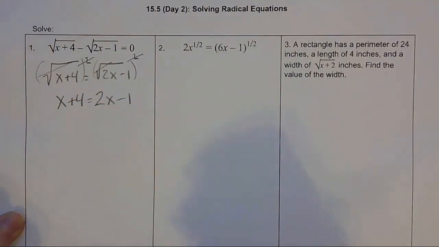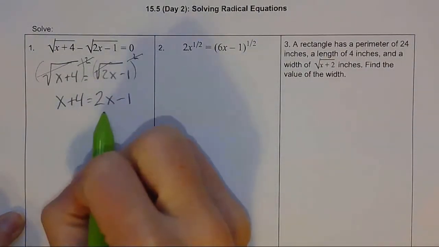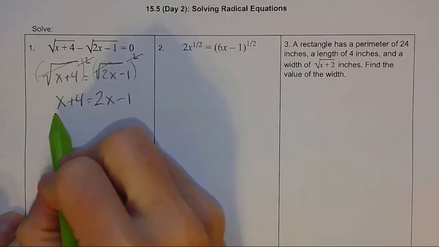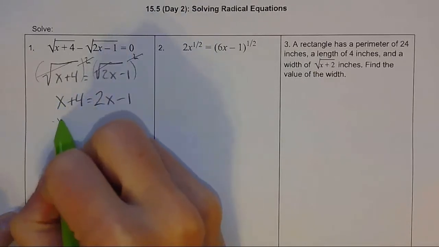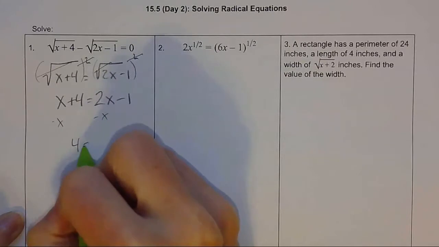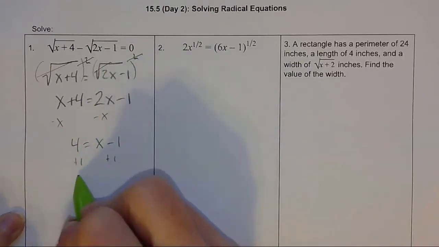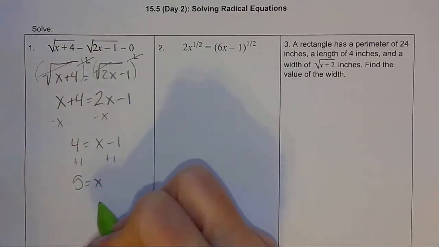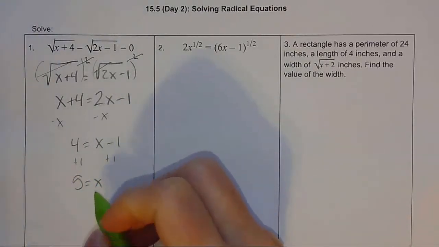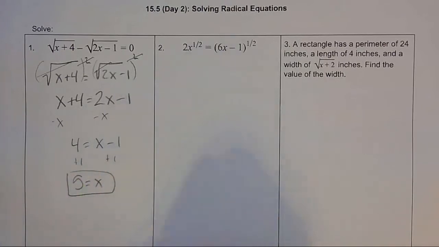Now you just have a multi-step equation like you had the first or second week of school. So I'm just going to solve for x and do it however you want to. I like to always move my smaller x over. I'm just going to minus x, minus x. I'm going to get 4 equals x minus 1. Then I'm going to move my number over to the other side. So 5 equals x.